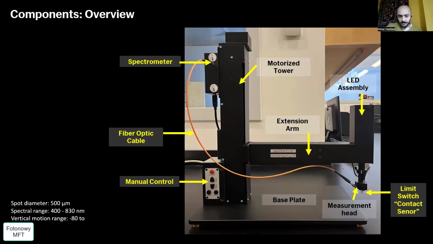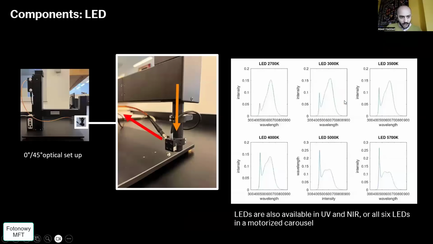And if you look a little more closely at the setup, you can see again that there is a 0/45 optical setup. So the LED, the light source, comes directly above the sample, as we can see with the orange arrow, and then it's collected back at a 45-degree angle.